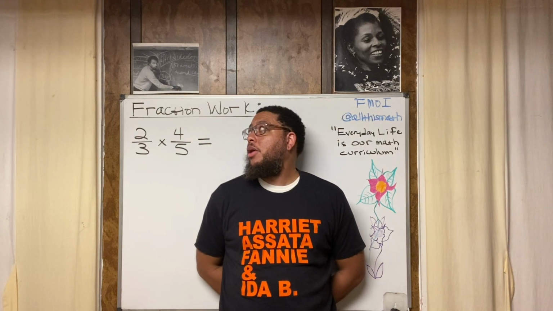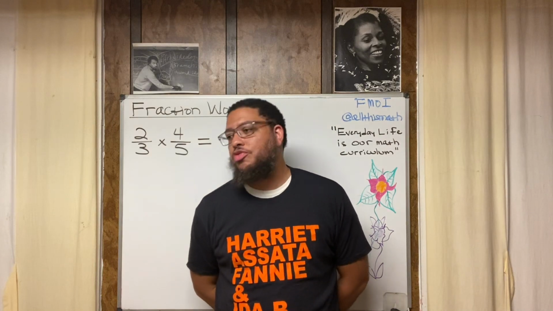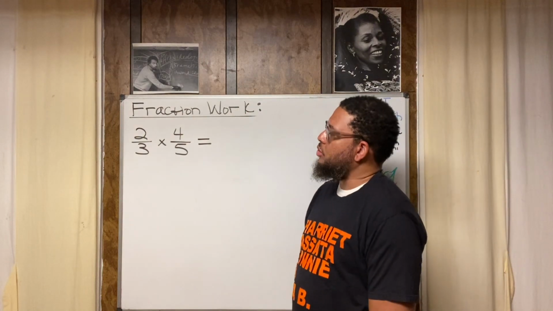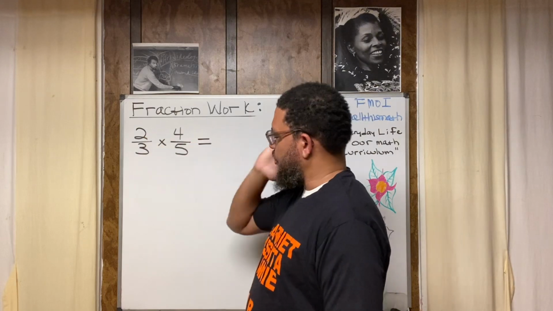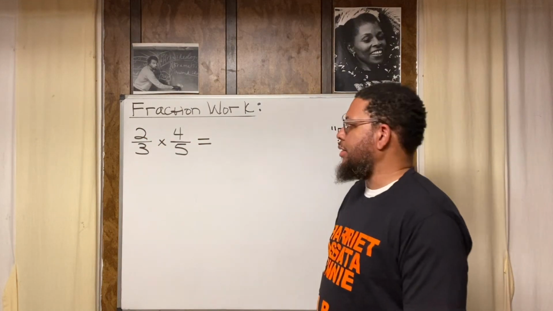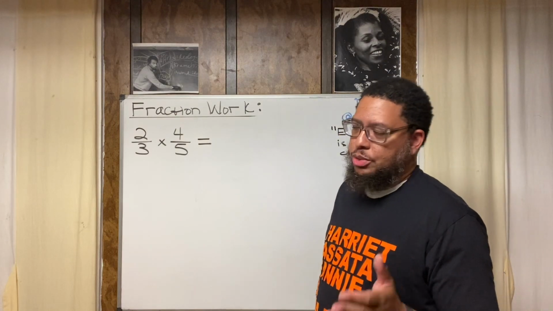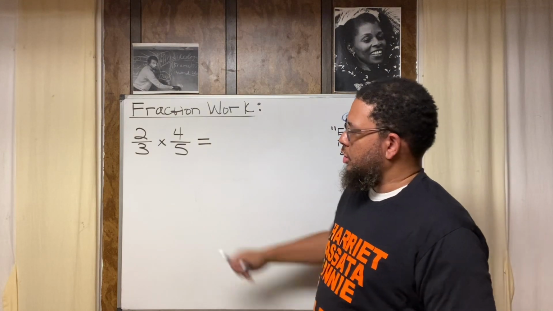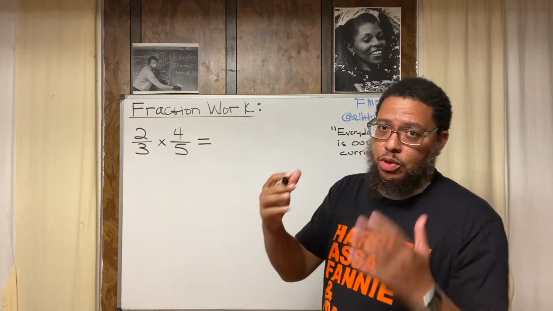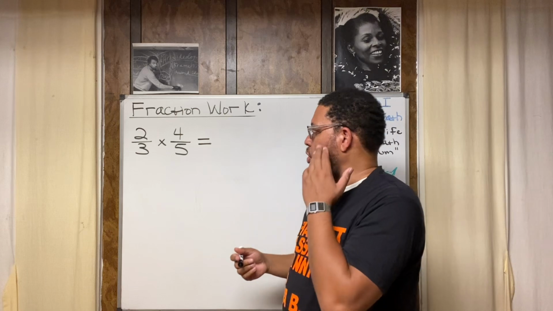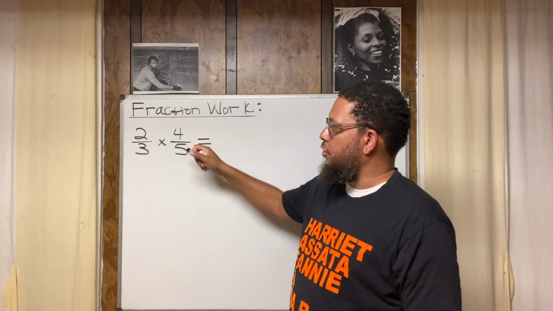Now, fractions. We're about to multiply these two fractions: 2/3 times 4/5. What does that even mean, though? If you think about math as a language, this represents 2/3 of 4/5. The multiplication sign is like the word "of." So this is like, what would my product be if I took 2/3 of 4/5?